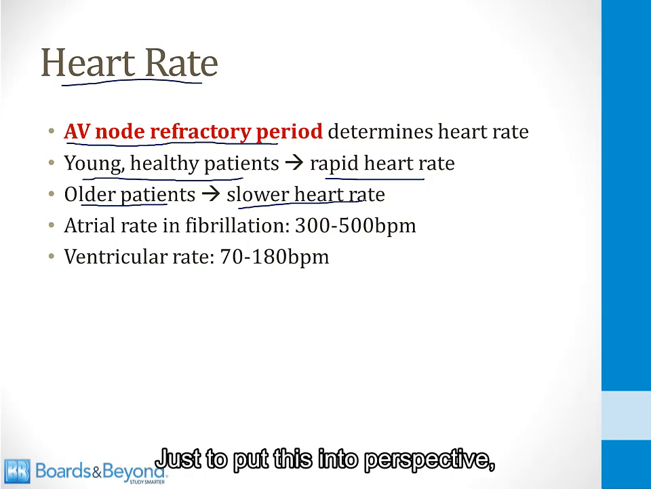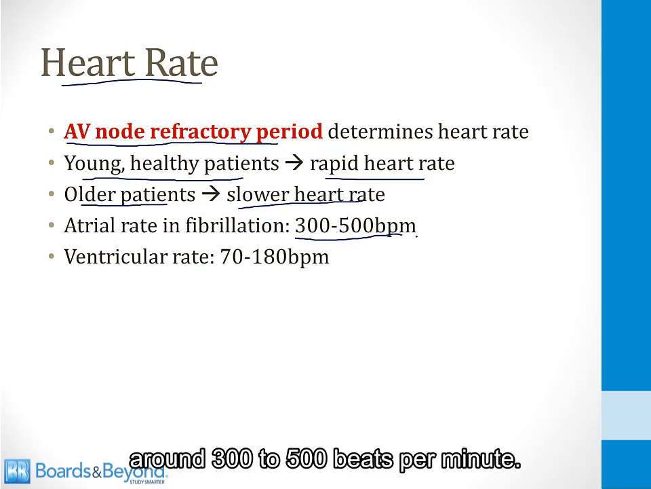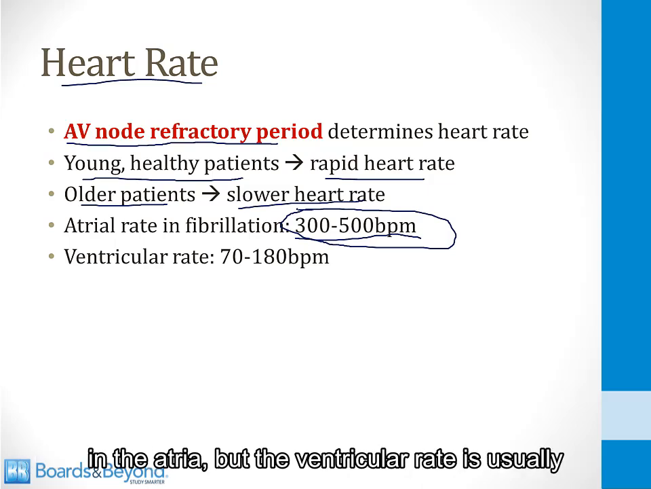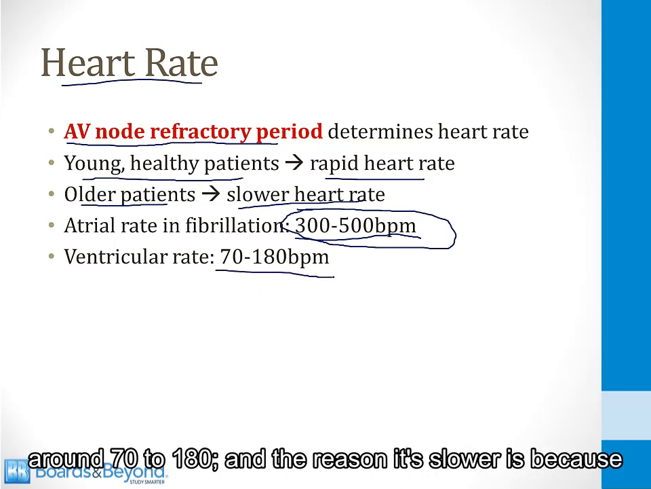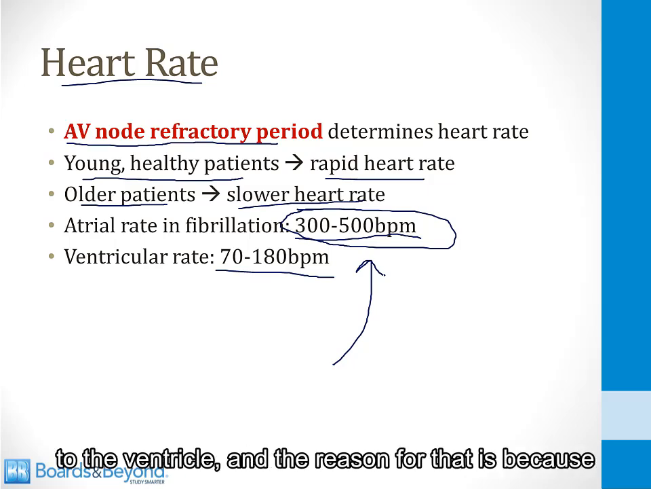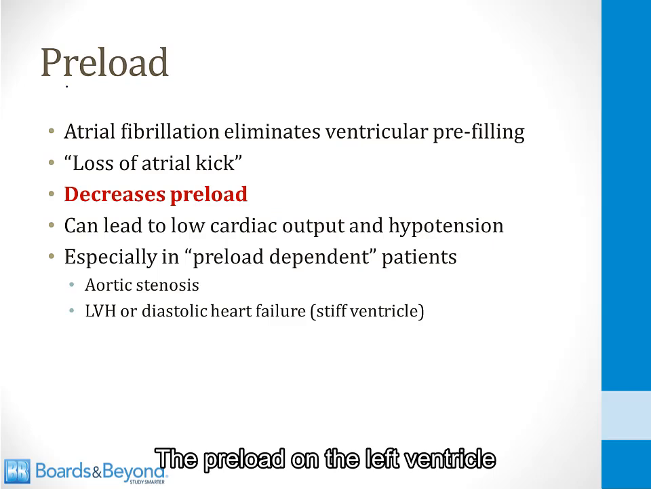Just to put this into perspective, the atrial rate in atrial fibrillation is generally around 300 to 500 beats per minute. This is how quickly all those depolarizations are occurring in the atria, but the ventricular rate is usually around 70 to 180, and the reason it's slower is because all of these depolarizations cannot be conducted to the ventricle, and the reason for that is because the AV node has a refractory period, and you can't conduct faster than that refractory period.